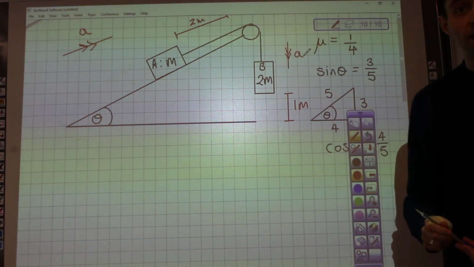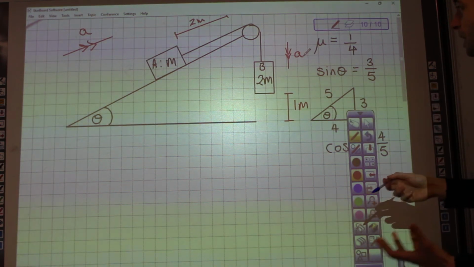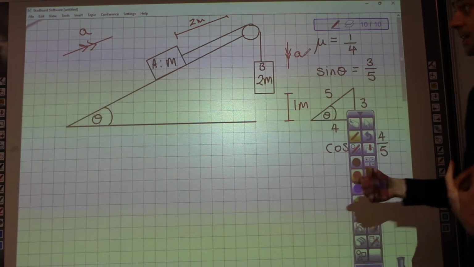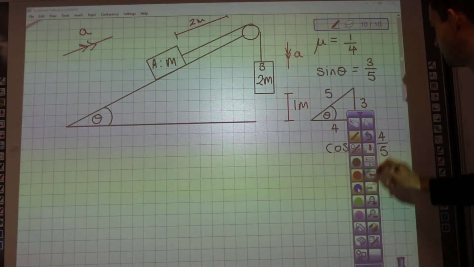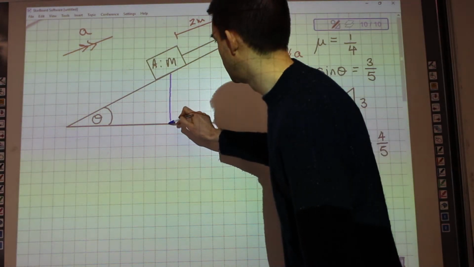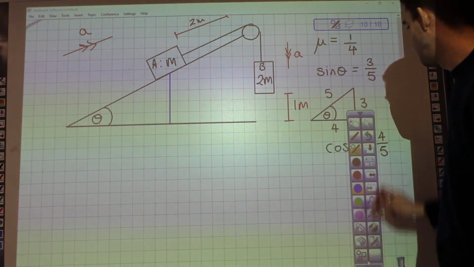So we'll label that on here. So I've now got the initial diagram set up. What I'm going to do now is label all the forces that are acting on this system, starting with the weight of A acting straight down.